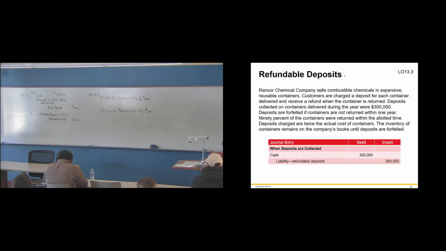Okay. The inventory of containers remains on the company books until the deposits are forfeited, because until I've decided, or until I miss the date where I can return it, who owns it? The company still owns it until it's been deemed forfeited, right? Until I miss that date, which I can return it. So here is a journal entry just to demonstrate when deposits are collected, you debit cash for the amount collected. It says $300,000. Notice the account, very simple, liability. Dash refundable deposit. So that's a new one for us. That's a new account for us.